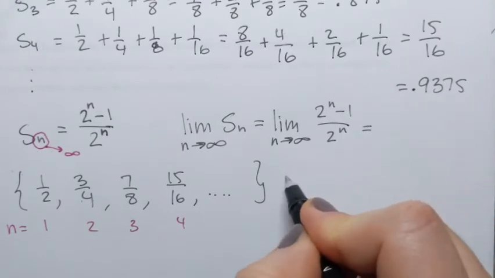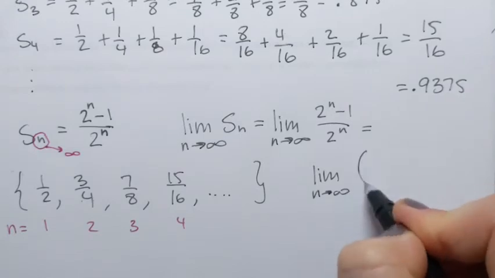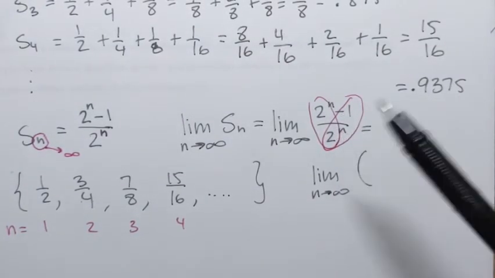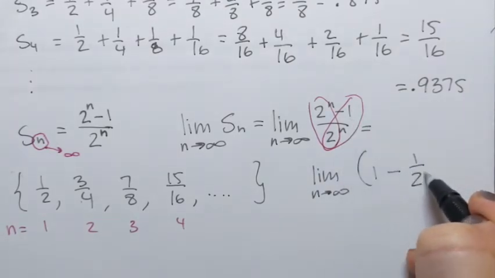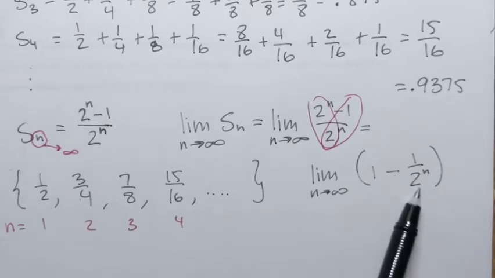It's the limit as n goes to infinity of, so I'll split it like that. So it's 2 to the power n over 2 to the power n, which is 1, minus 1 over 2 to the power n. And we know that the limit of a constant is that same constant, but then what is the limit of 1 over 2 to the power n?